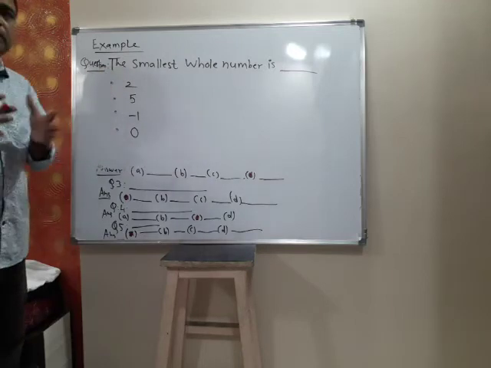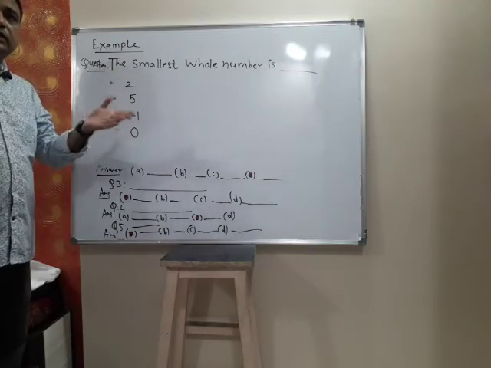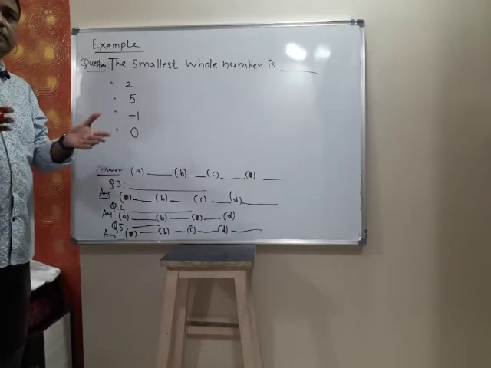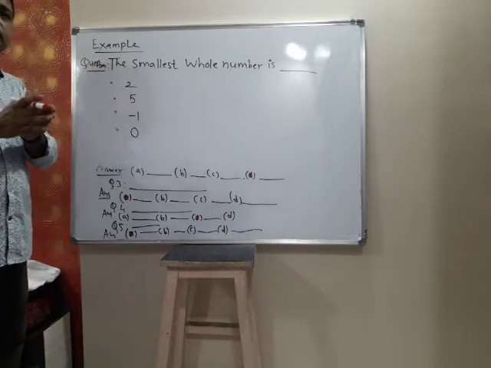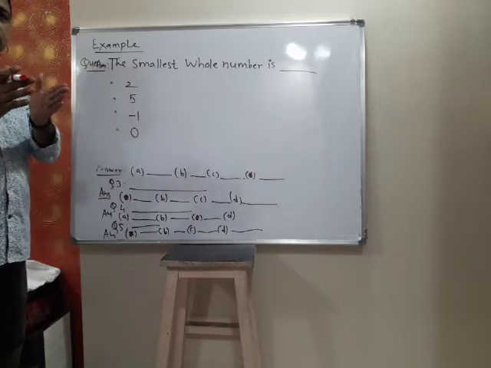The smallest whole number: we have studied whole numbers and natural numbers. Whole numbers start with 0. So there is no whole number smaller than that.